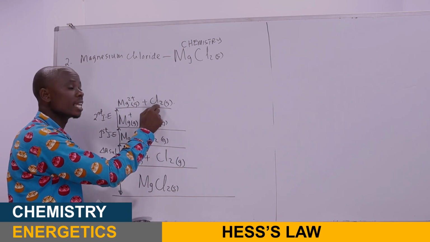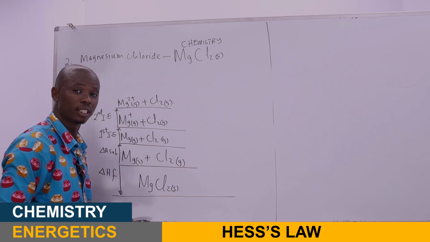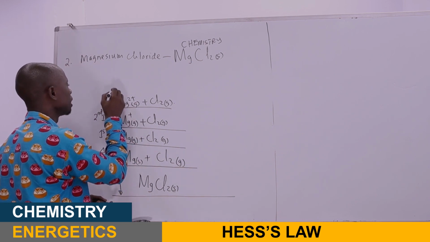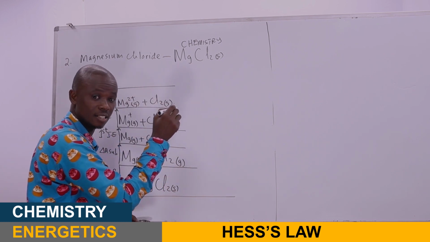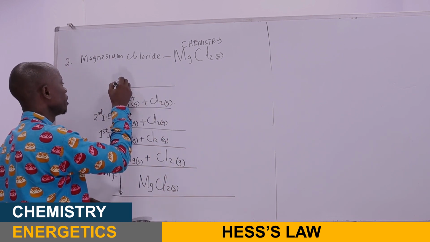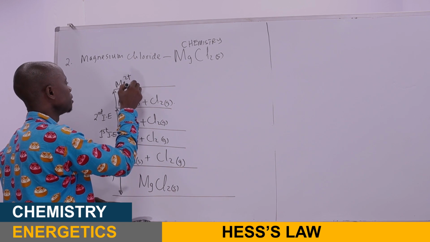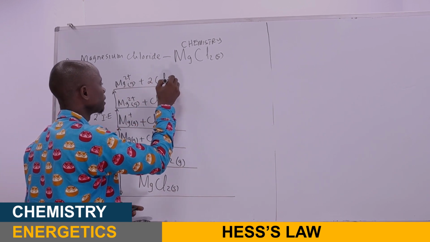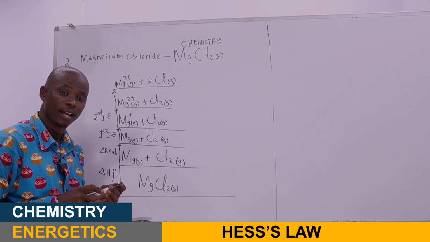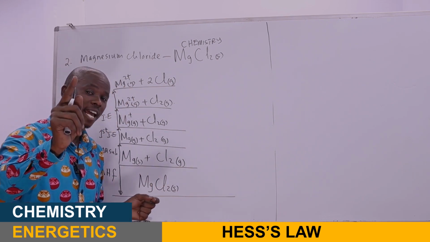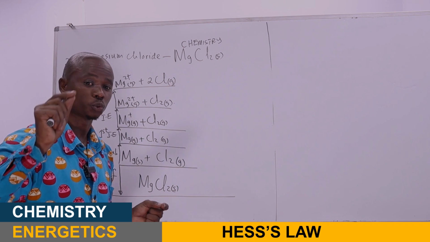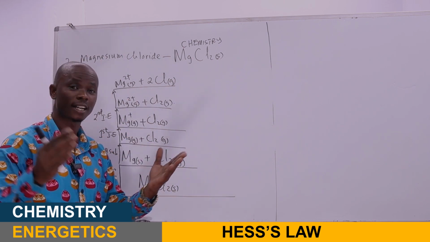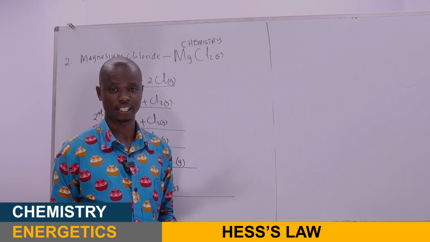But here, because there are two chlorine atoms, we are going to get 2 moles of gaseous chlorine atoms. So here we are going to have magnesium ion plus 2 chlorine gaseous atoms. Now, my dear student, there is a challenge to some of the students because they fail to differentiate. Is it atomization or dissociation?